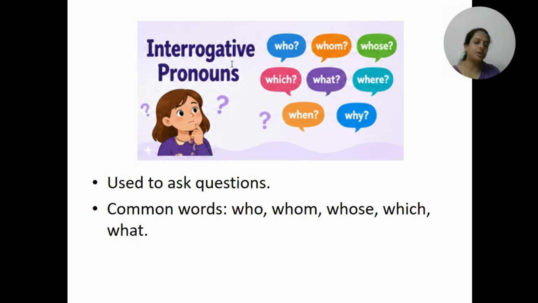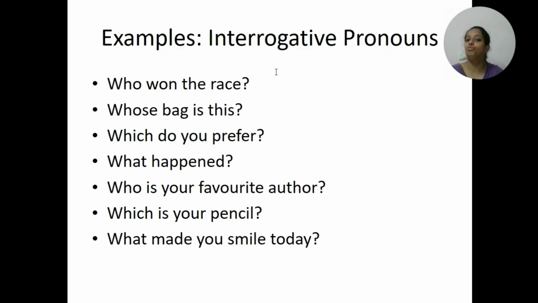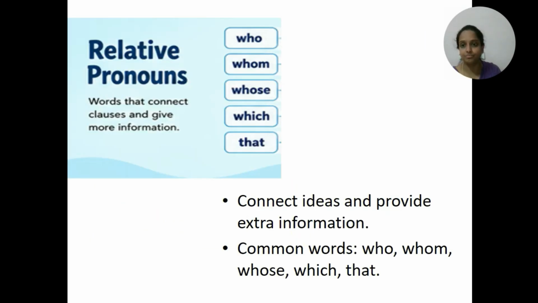Okay? The common ones we usually use are who, whom, whose, which, what. Got it? So let's see some of the examples here. Who is your favorite author? Which is your pencil? What made you smile today? Got it? So, which pronoun is used to ask about a person? Can you tell me now? It's whom. Simple, right?